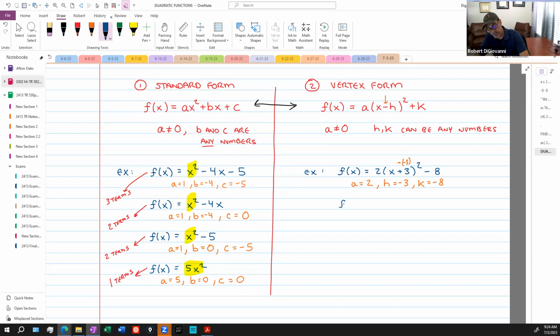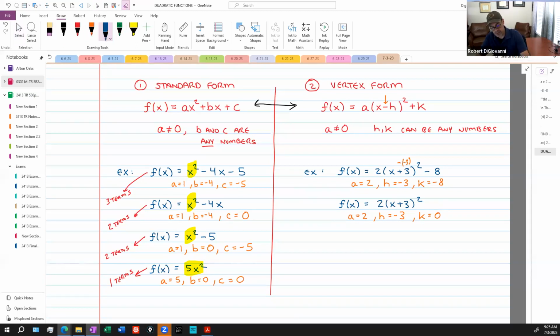I'll give you another example. If we had this, how about just that? Well, a here would be 2. The h would still be negative 3, but see, we don't have a number out here on the outside. We have to imagine that there's really a plus 0 here, which would mean that our k is 0. So that would be that form.